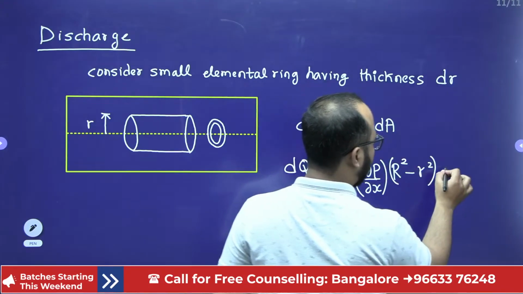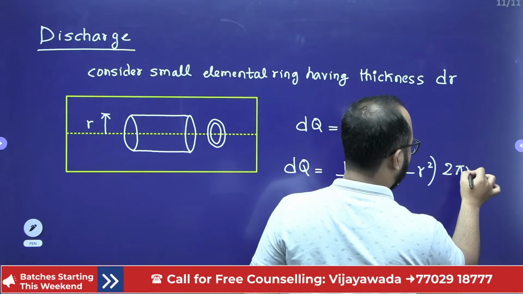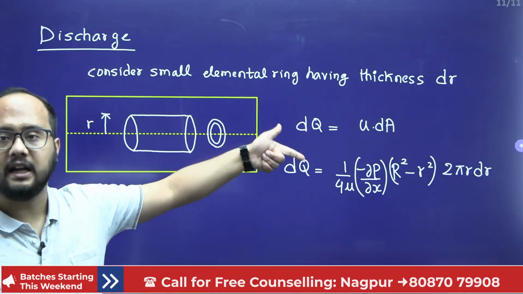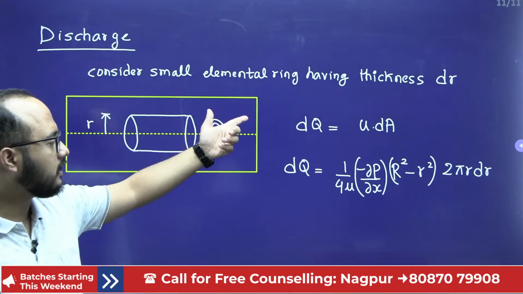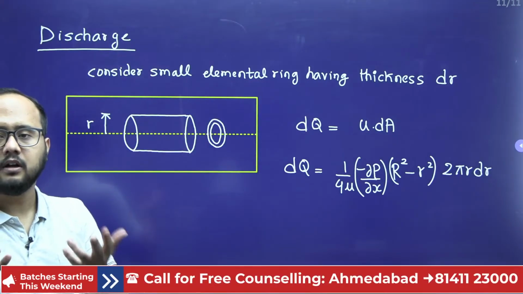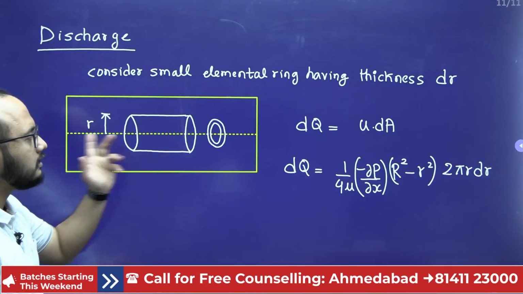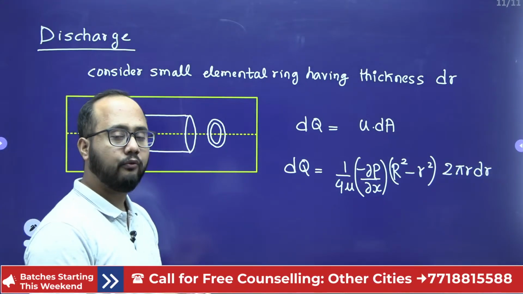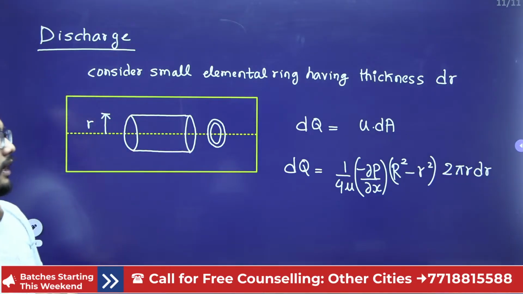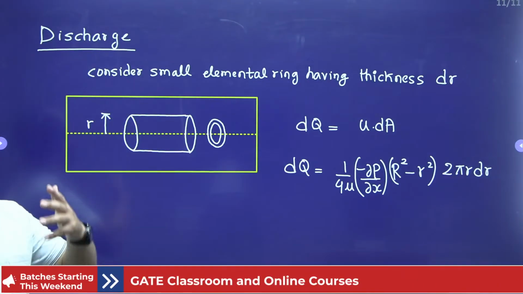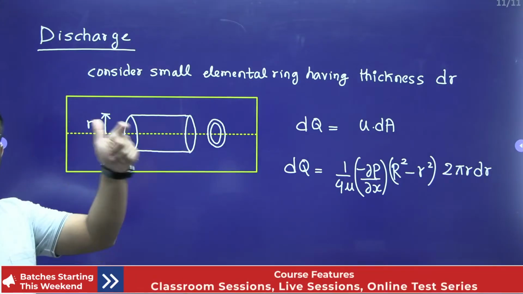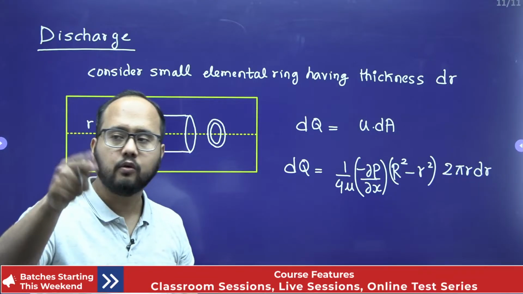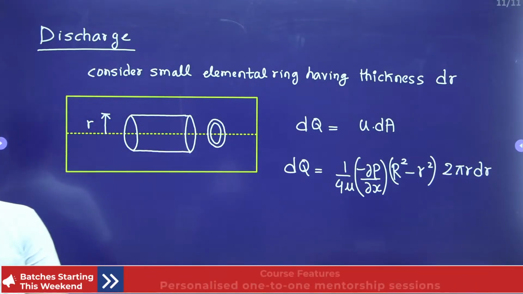Okay, dA will be like 2 pi r dr. Okay, dA, the area of your elemental ring, because thickness is what? dr, so 2 pi r into dr will be your elemental area of the ring. Okay, whatever ring we have assumed here. Now discharge will be like this. Now we have to integrate this discharge from 0 to capital R, and from that I will be getting the total discharge, and from that total discharge I will be having one relation that I can use to calculate the overall discharge. Correct everyone?